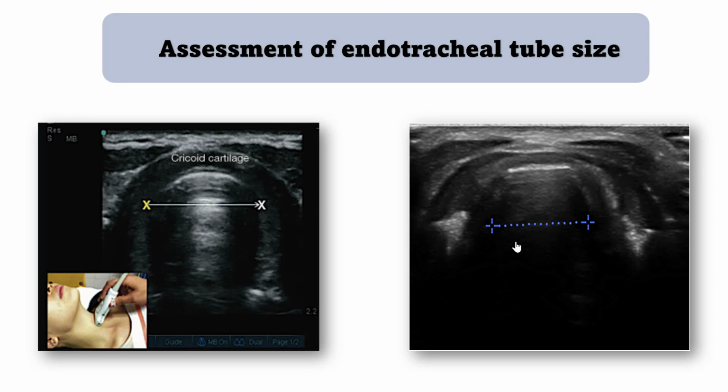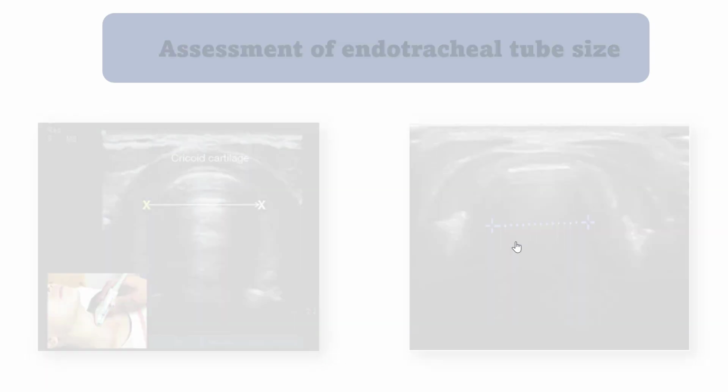The assessment of endotracheal tube size, this is very important in the pediatric practice, especially in prolonged intubation. You can use it for detection of the correct size. The cricoid cartilage, which is the narrowest area in the pediatric airway, we can use the ultrasound over the cricoid cartilage to detect the diameter of the cricoid, and then we can detect the appropriate size.